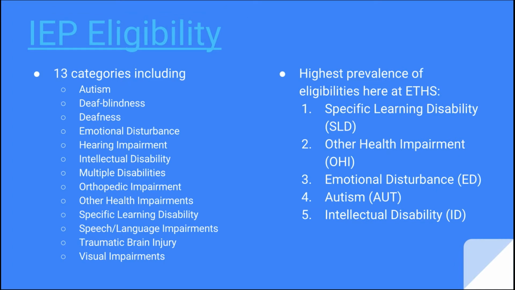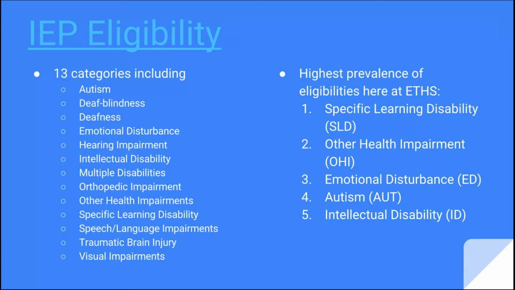There are 13 categories under which a student may qualify for special education services, including autism, deaf-blindness, deafness, emotional disturbance, hearing impairment, intellectual disability, multiple disabilities, orthopedic impairment, other health impairment, specific learning disability, speech-language impairment, traumatic brain injury, and visual impairment. Each eligibility has unique determinant factors, exclusionary criteria, and inclusionary criteria that are discussed at an initial eligibility meeting or eligibility determination conference, EDC.